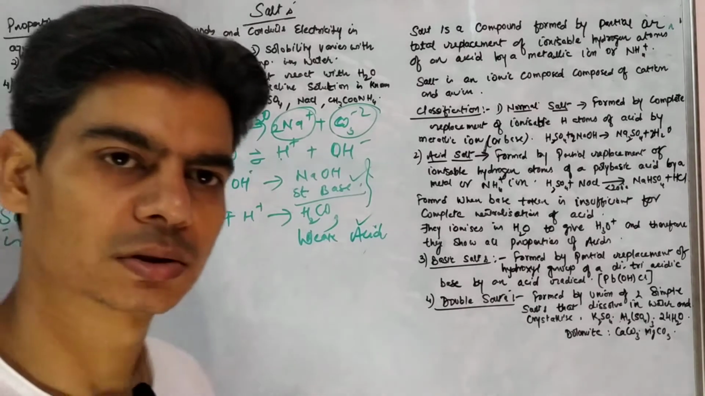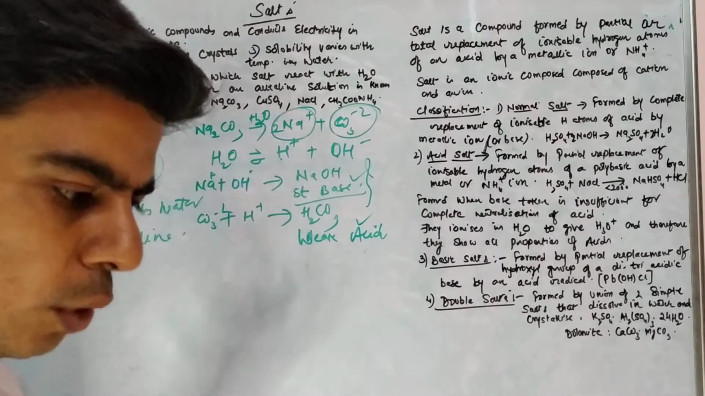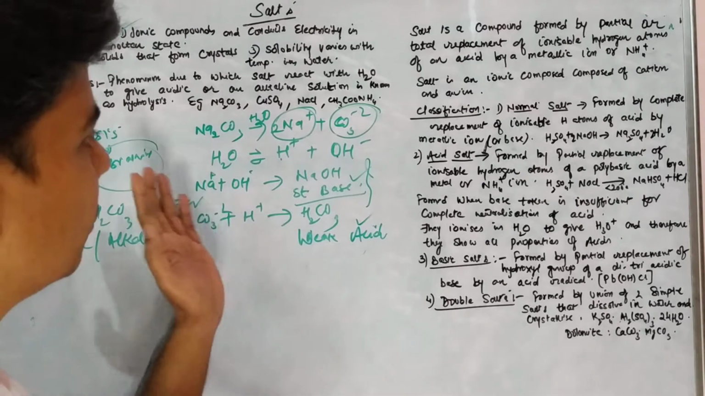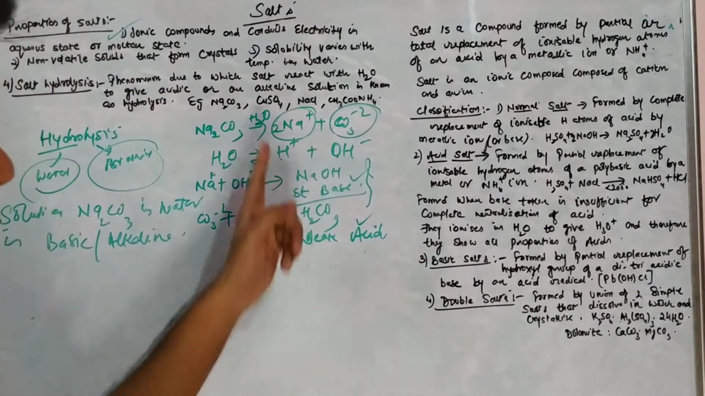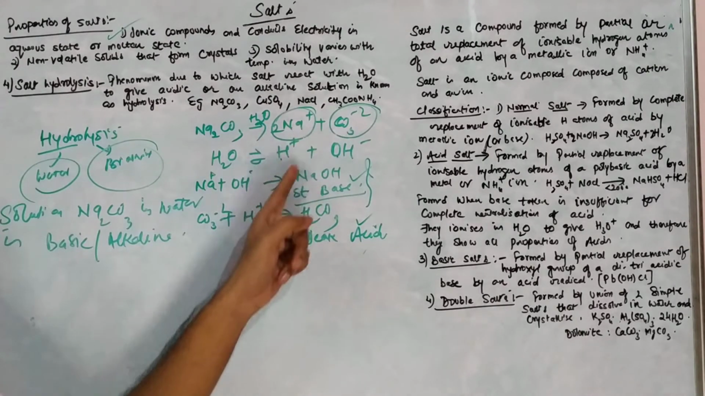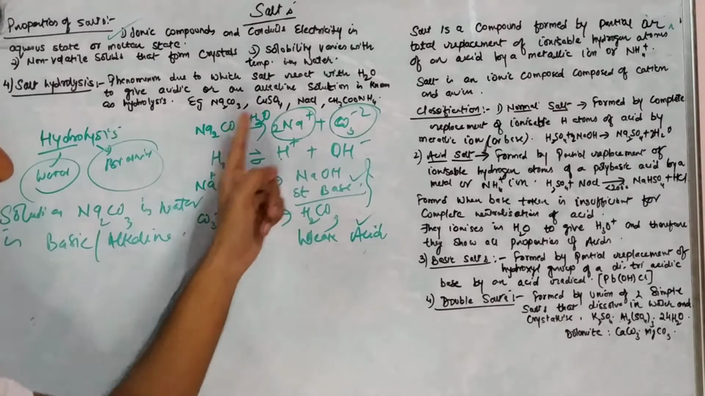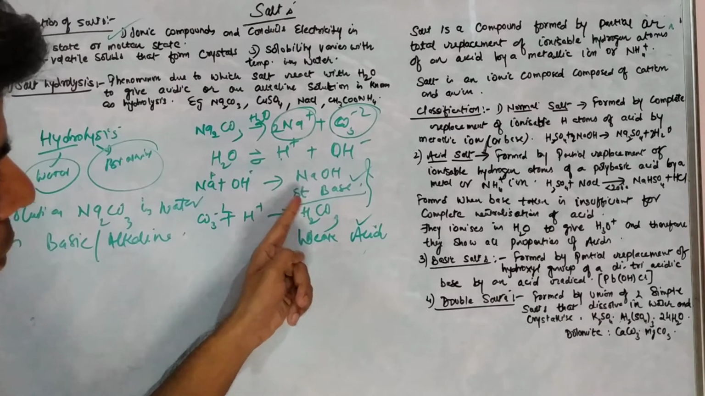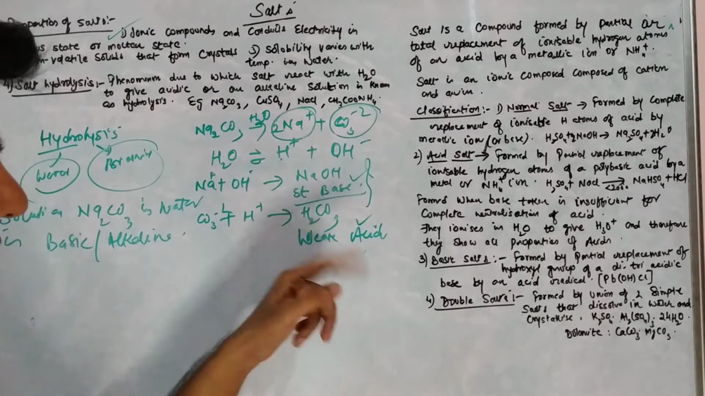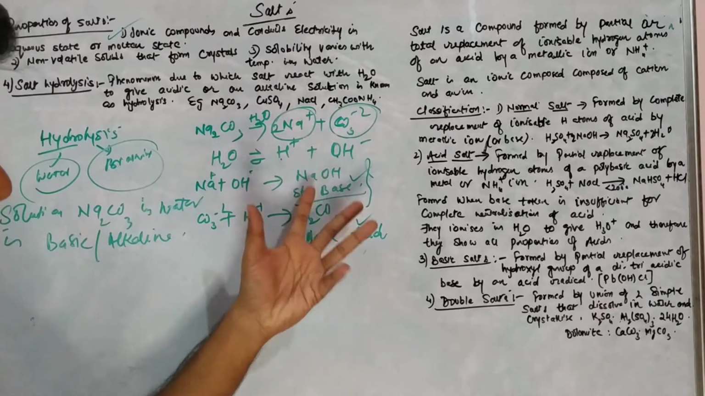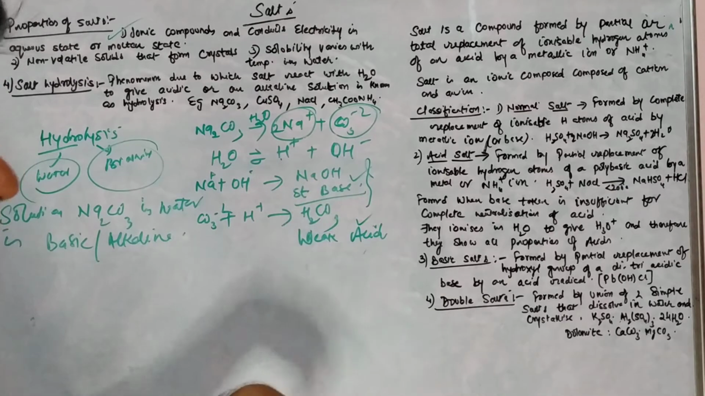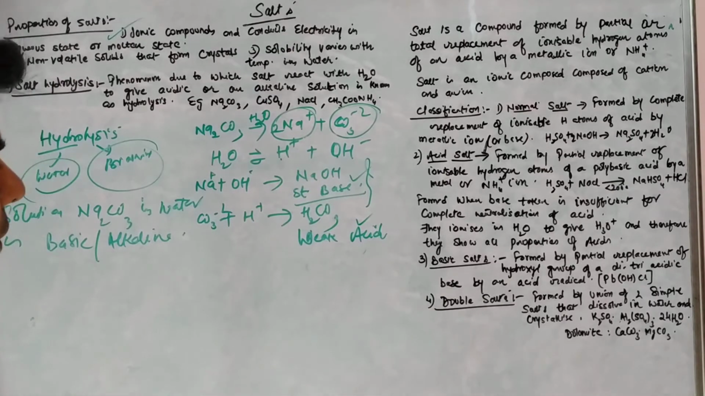So this happened due to salt hydrolysis. What water did was break the salt into its cation and anion. These cations and anions reacted with the ions of water to give you a strong base and a weak acid. Since it's a strong base, the overall solution would be basic or alkaline.